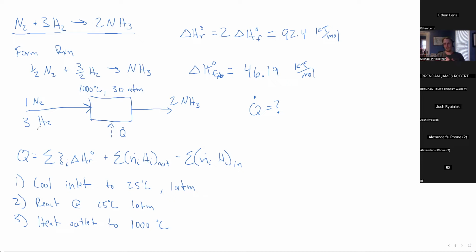Or okay, so it'd be specified then. Yes, yeah. So in this particular example, it's just constant temperature, just to get us through the problem. Okay, gotcha.